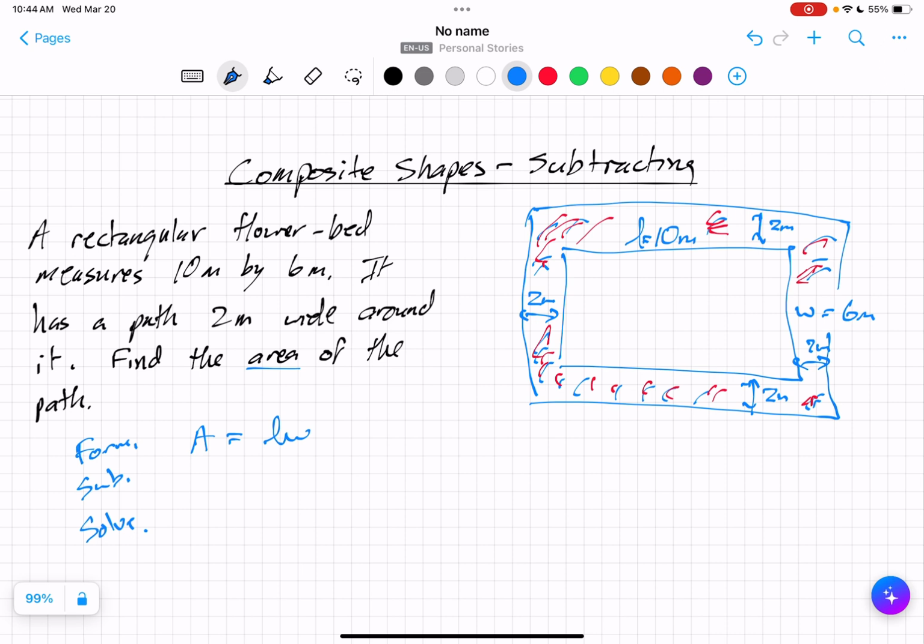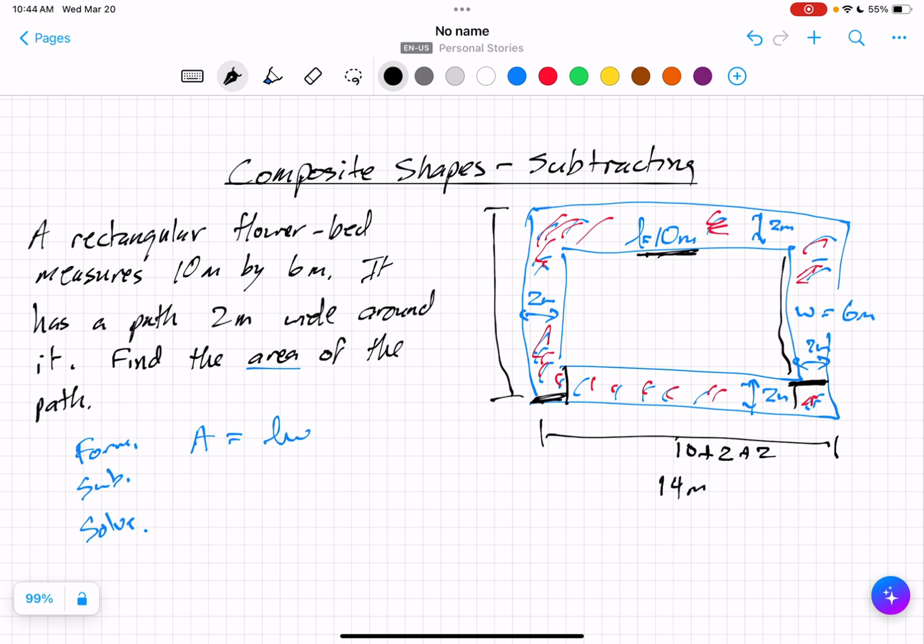So the way to do that is to figure out the total length. I found out that this is 10 here, and it is 6 going this way. But now I have to figure out the total width and the total length. Well, here in our example, that was 10. But now I also need to add this part, which is adding the 2, and this part, which is adding the 2. So the total length of this should be 14 meters.